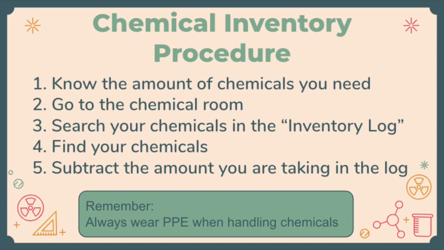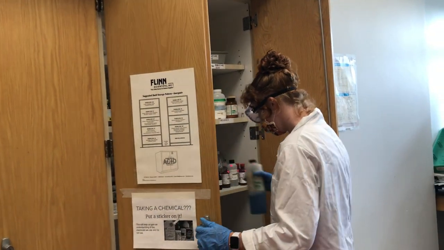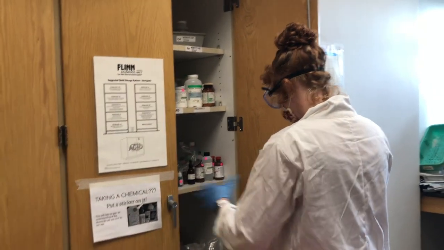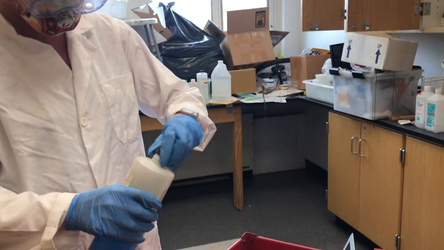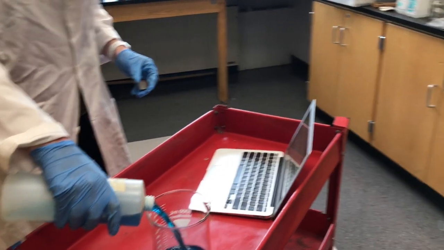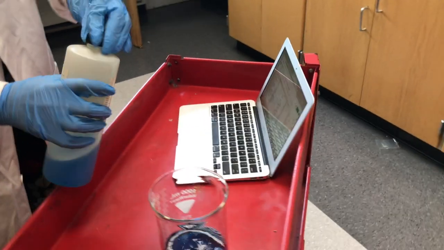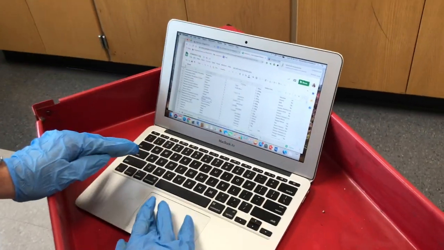As you will see in the next clip, you will follow this chemical inventory procedure. So first, you're going to take the chemical that you need, pour the amount that you need, take some extra as a precaution, and then finally subtract the amount that you have used from the inventory log. And as always, wear the correct PPE.